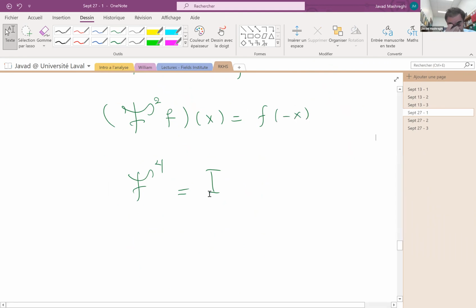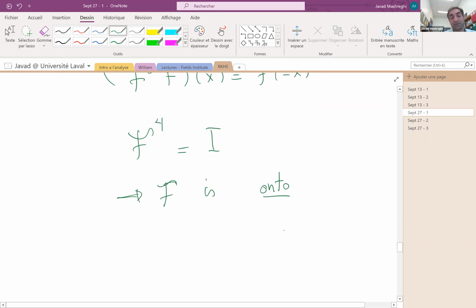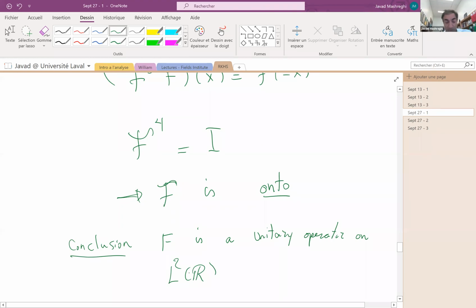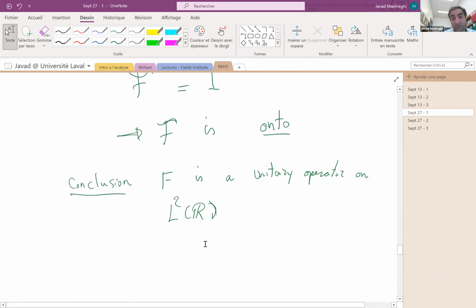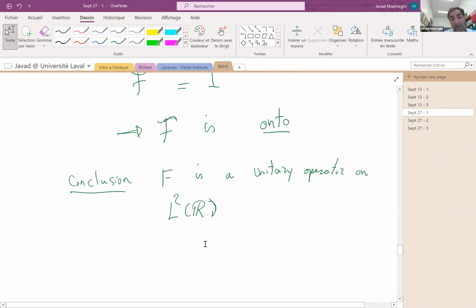Our Fourier transform is more than being an isometry. It's a surjective isometry. So F is onto. Being isometric and also onto, in short conclusion, F is a unitary operator on L2 of R. This is the most beautiful possibility that we can have, and this is not true on L1. On L2, we have a very nice structure. We have something which is one-to-one, onto, and moreover isometric.